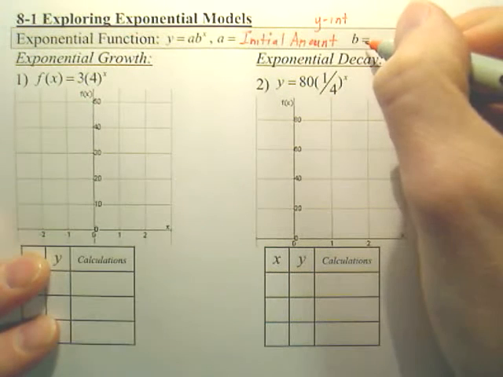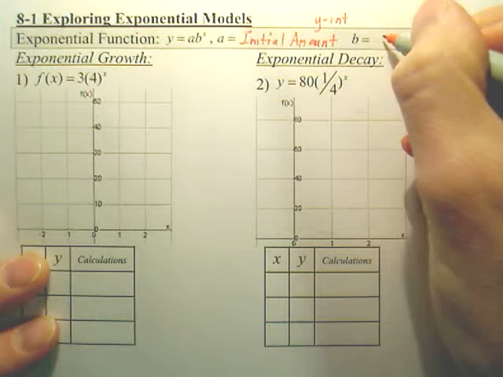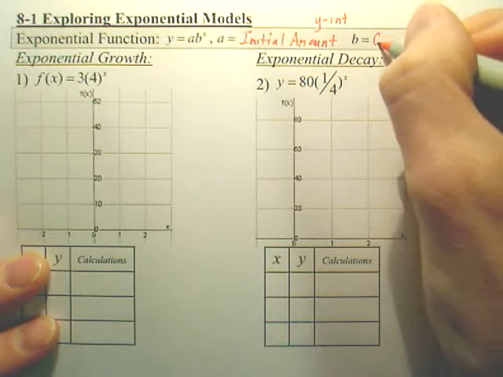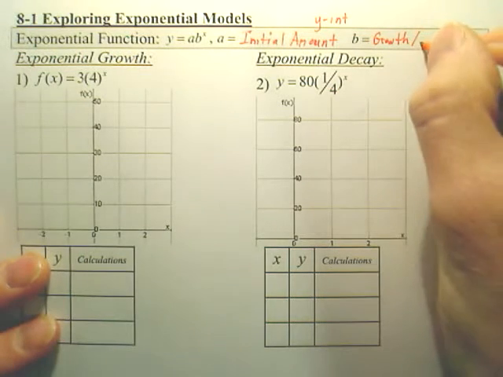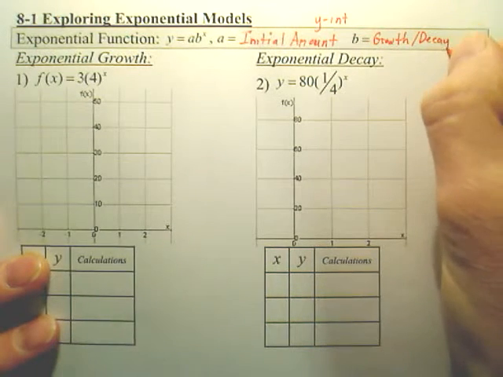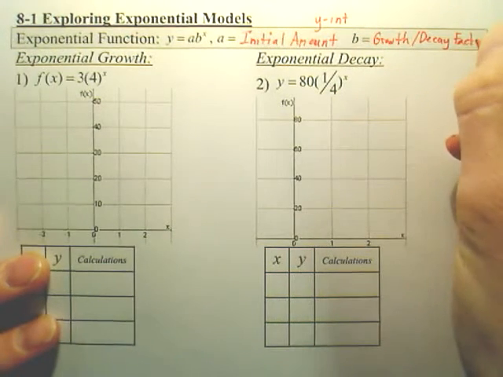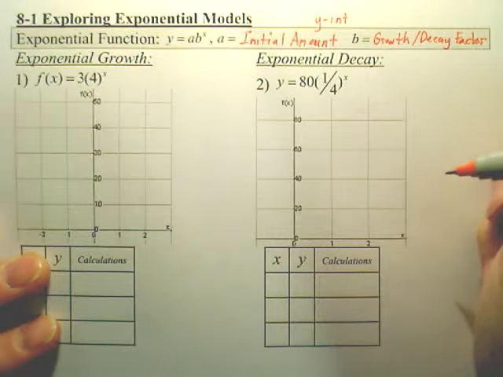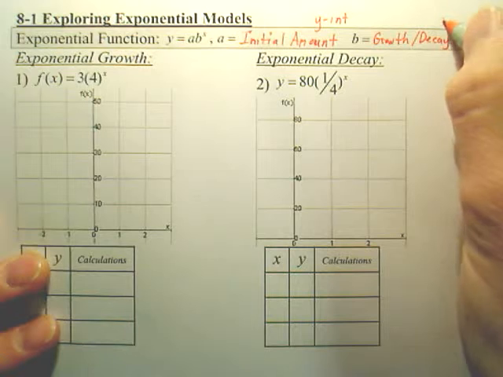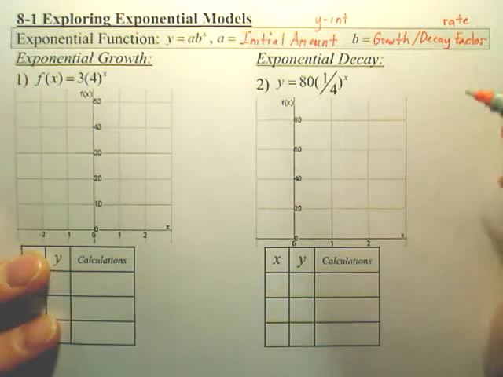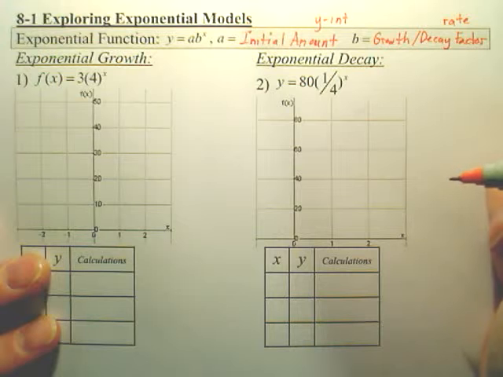Your b value is called your growth, or depending on what kind, decay factor. Your b value is your growth or decay factor. Another word for that is it's kind of like your rate. The b value is your growth or decay factor. It's your rate. The a value is your initial amount, your y-intercept.